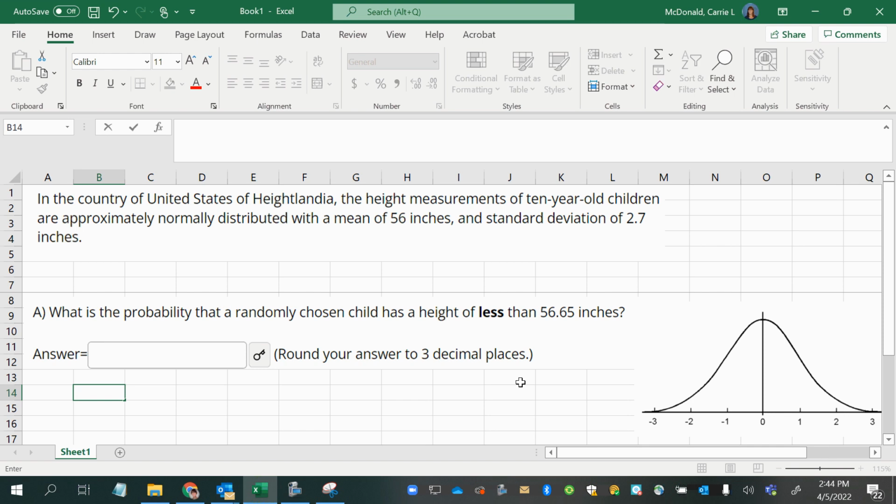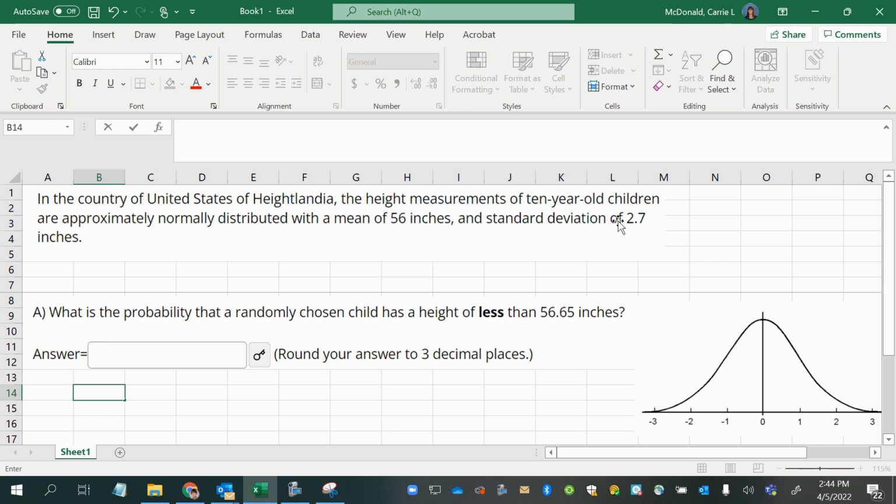In this problem, we are asked to use the given information about a country in the United States of Icelandia with height measurements of 10-year-old children that are approximately normally distributed with a mean of 56 inches and a standard deviation of 2.7 inches.